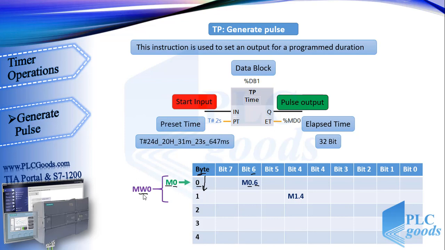Now we need 32 bits to store elapsed time. So we use the letter D between M and its first byte number. So MD0 uses byte 0 to byte 3 of PLC memory. An important point here is that, if we use MD0 for our timer, we must not use MW0, M0.6 or M1.4, because these bits are in MD0, and we must not use them for another purpose. Thus the next free memory will be M4.0. For example, if we have another timer, the next address which can be used is MD4. Right?